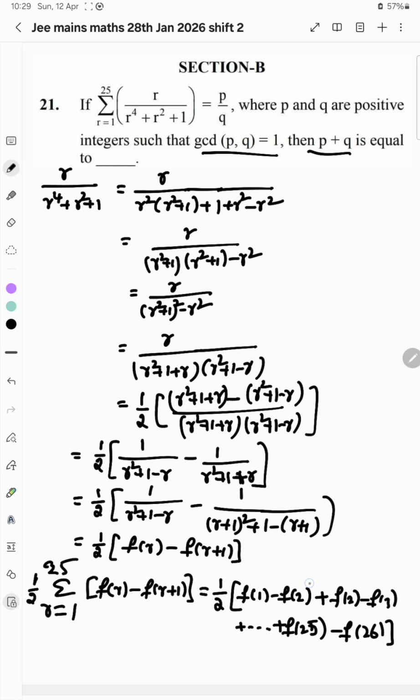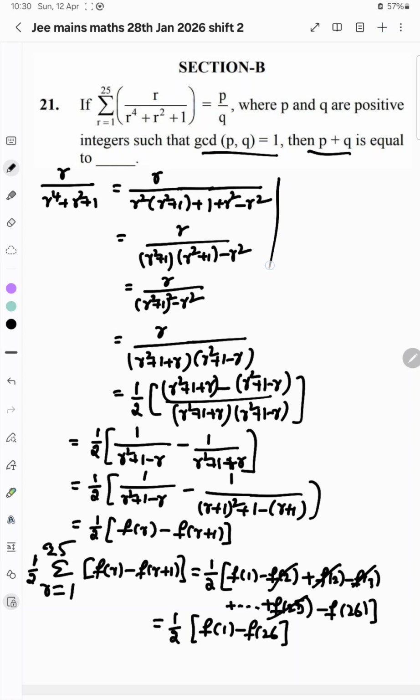Now the middle terms are definitely going to cancel like this, and even for the previous term we will get f of 24 minus f of 25, so that minus f of 25 plus f of 25 is going to cancel. Now only 1 by 2 times of f of 1 minus f of 26 is the only leftover, right? Now we have to calculate this one only. So what is f of 1, what is f of 26, we have to calculate.